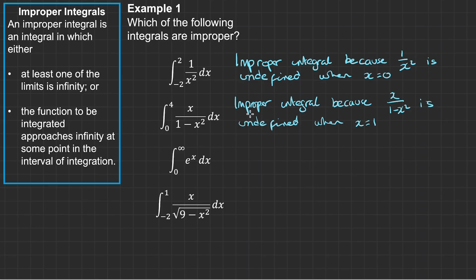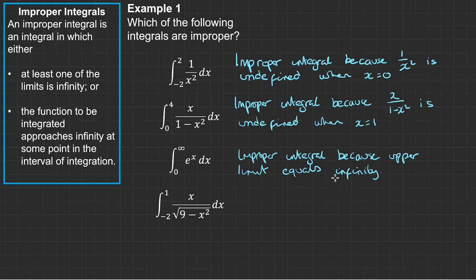We can say it is an improper integral because x over 1 minus x squared is undefined when x equals 1. For our third integral, well, you can see this is an improper integral because we have infinity in our limits. So we'll say this is an improper integral because the upper limit equals infinity.